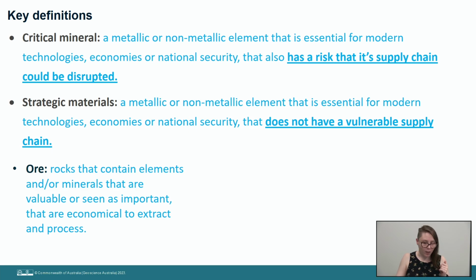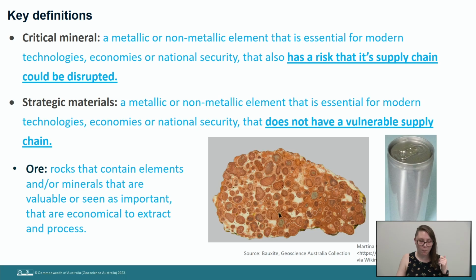For example, in Australia, we have bauxite, which we mine, and it's a key ore rock, and we use it to get aluminium. We have lots of rich bauxite deposits across Australia. Though it is important, there is such a plentiful amount of it across Australia that it's not considered a risk to its supply chain. So therefore it would be a strategic material rather than a critical mineral. And that's that key distinction there.